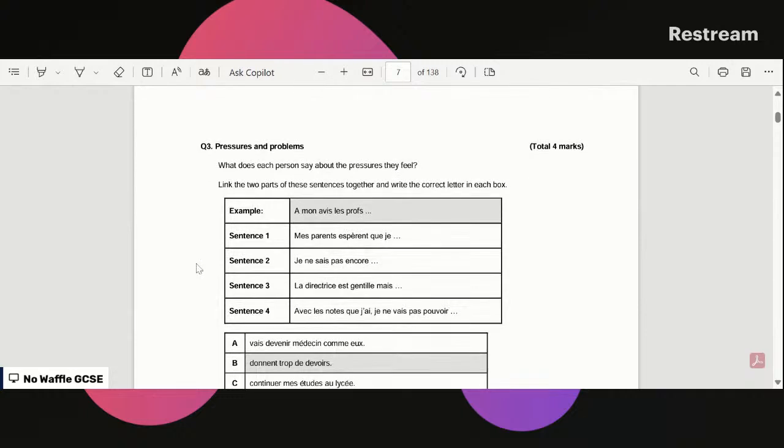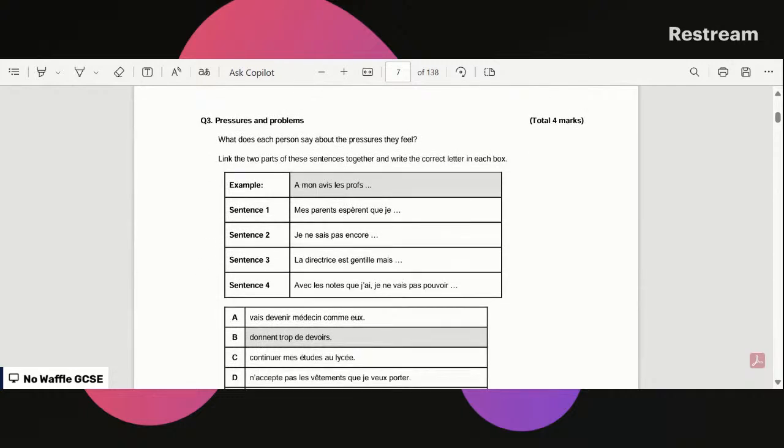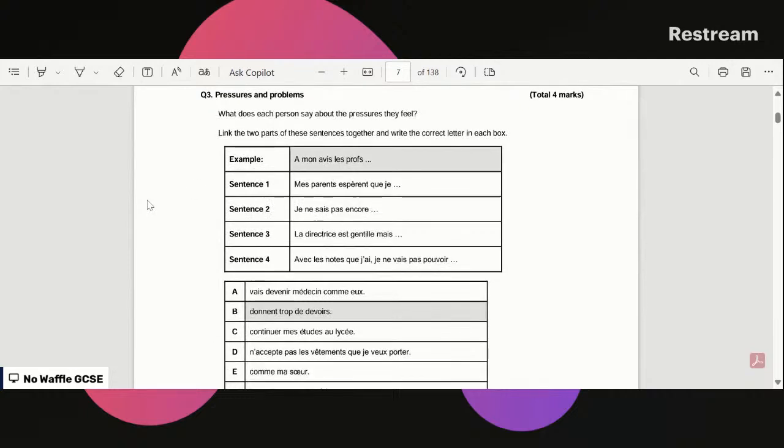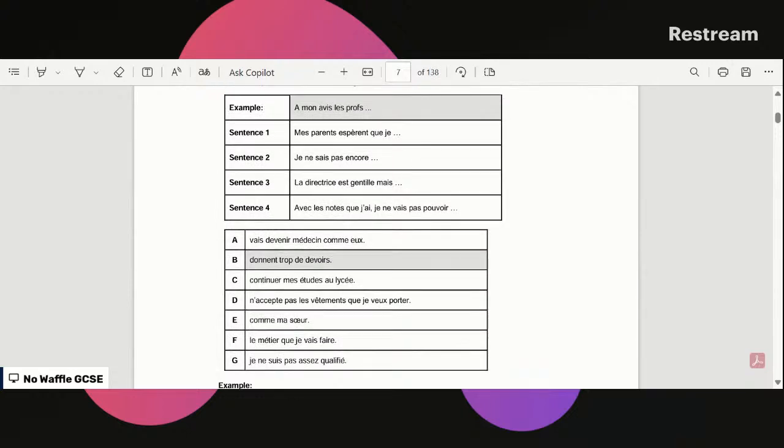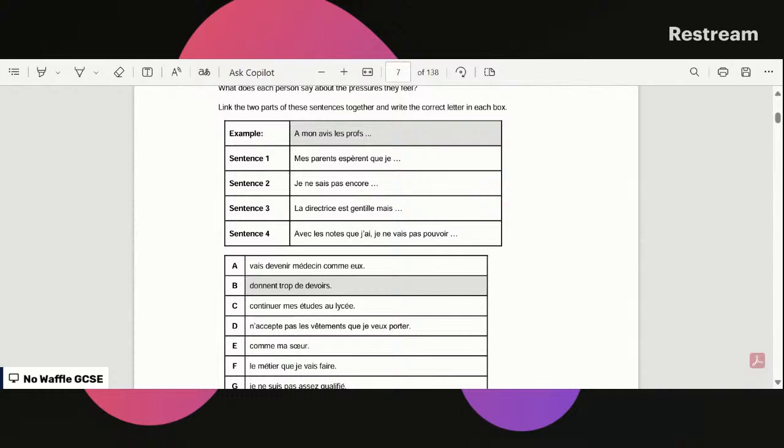Okay, continuing on. Pressures and problems. What does each person say about the pressures that they feel? Link the two parts of these sentences together and write the correct letter in each box. So, which one matches up? For the first one, sentence 1 matches up with B. So, à mon avis, le prof donnait trop de devoirs. So the teachers, in my opinion, give too much homework.